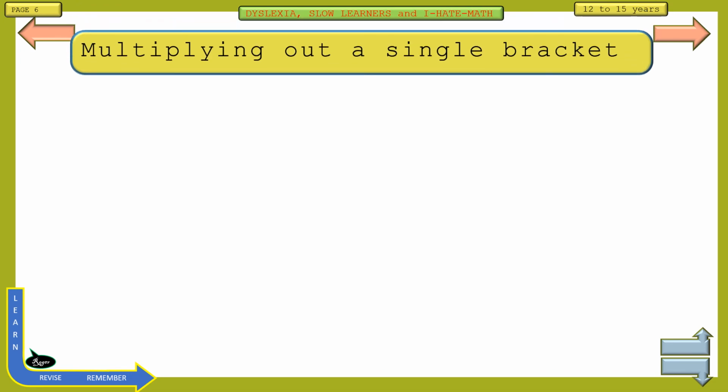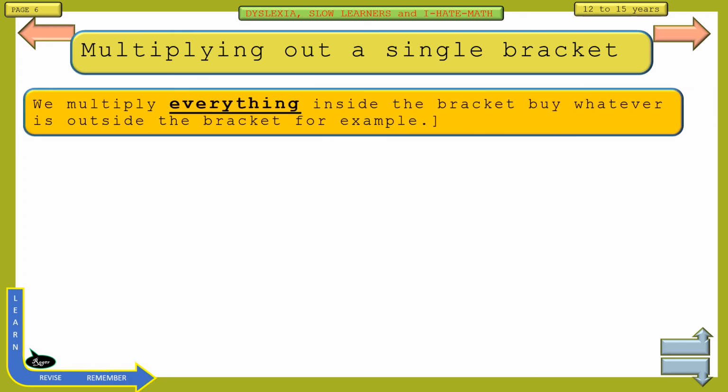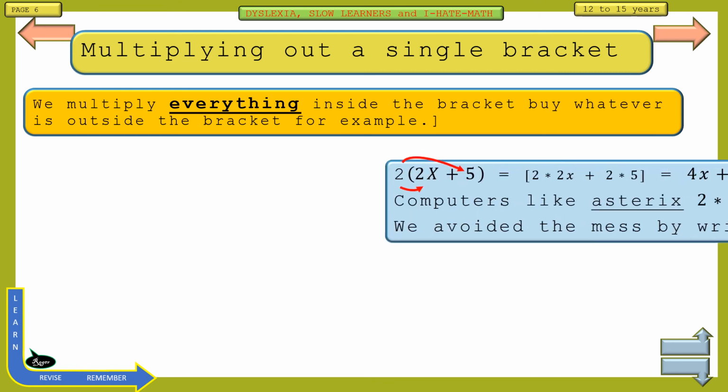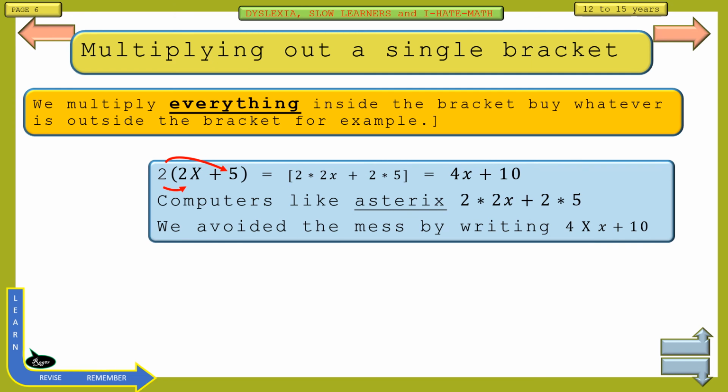As an aid to memory, I will go through multiplying out a single bracket. Multiply everything inside the bracket by whatever is outside the bracket. In this example, 2 is outside the bracket. So we multiply everything inside the bracket by 2, and that equals 2 times 2x plus 2 times 5, and that will equal 4x plus 10.